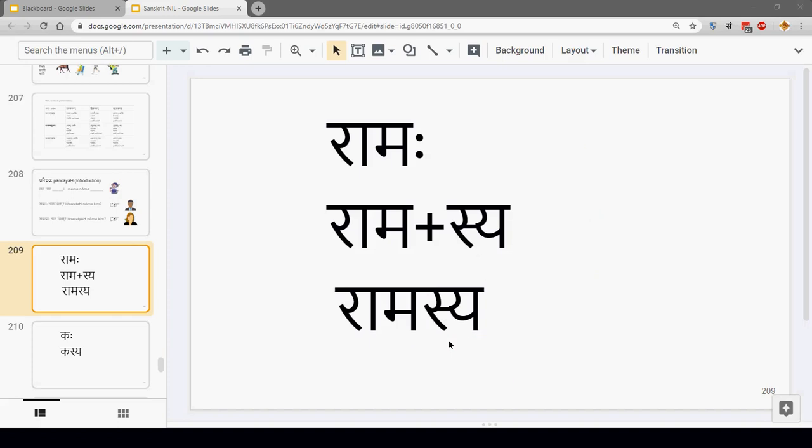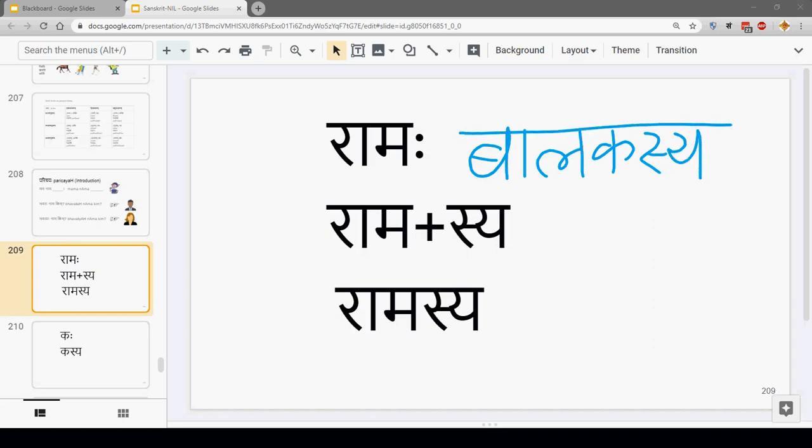So when we say Balakasya, what does that mean? Of the boy. Then we can use any other word in the first case ending, in Prathama Vibhakti. Whatever is belonging to this Balaka or the boy, we can use that word in the first case ending, Prathama Vibhakti.